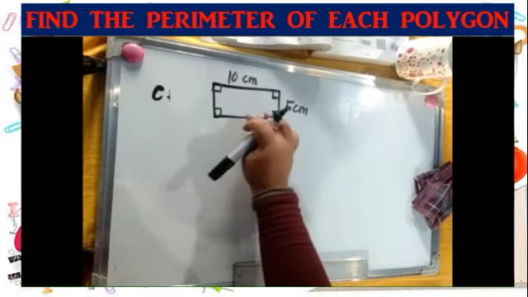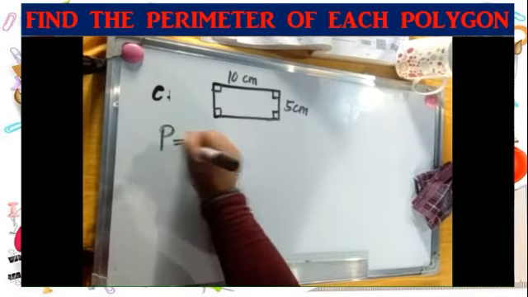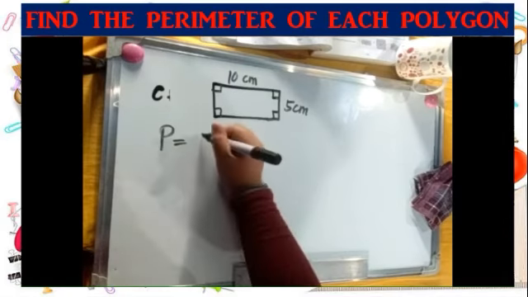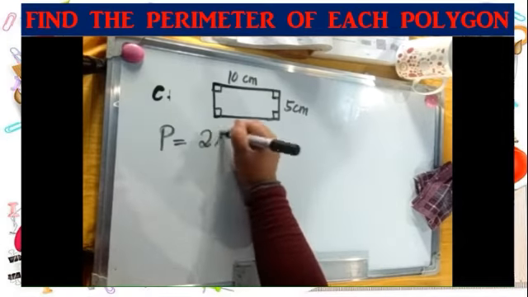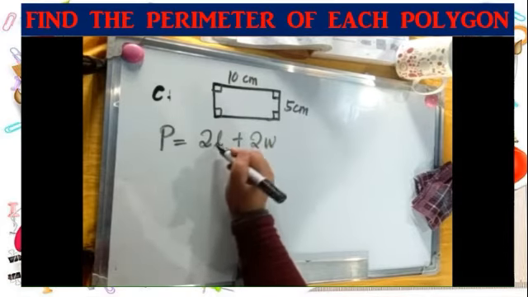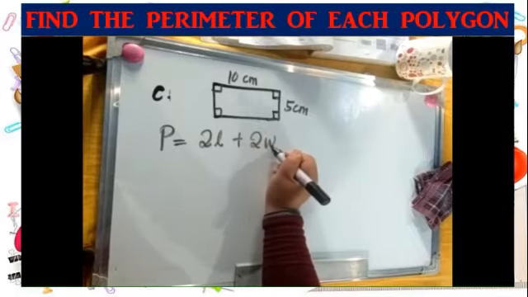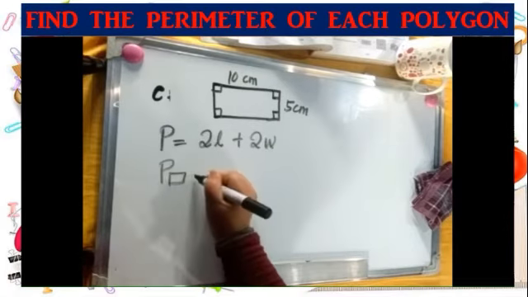So, how to get the perimeter of a rectangle? We have the formula 2L plus 2W, or two times the length plus two times the width. Let us have this example.